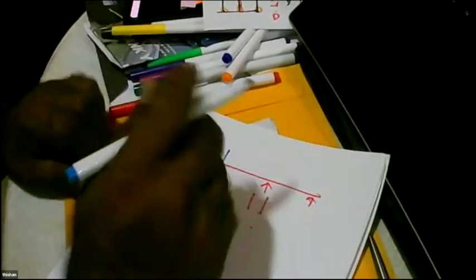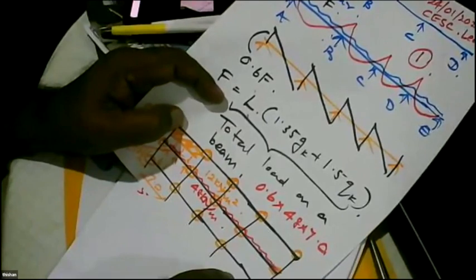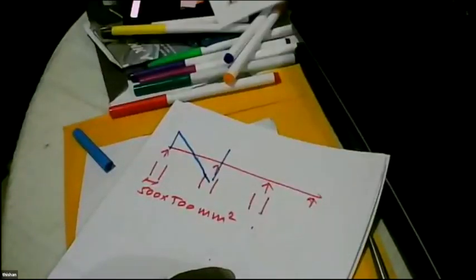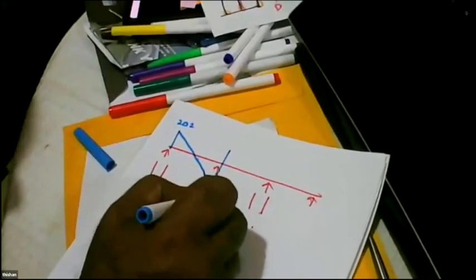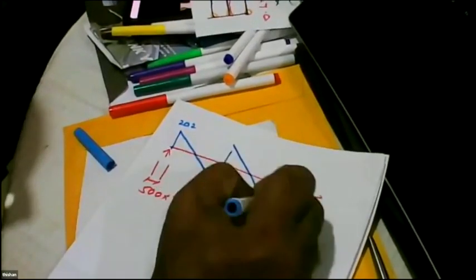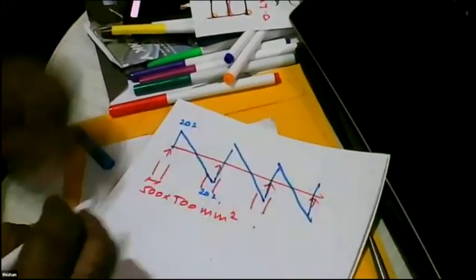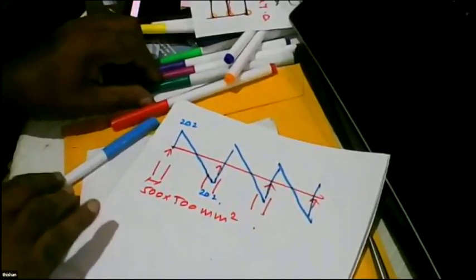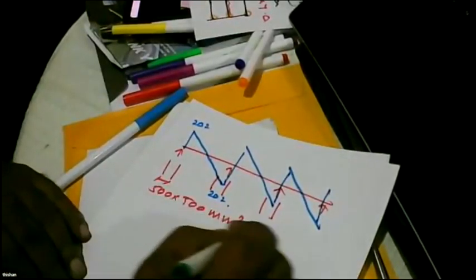So, what is the value, Panduka? 0.6 multiplied by 48 multiplied by 7? 201.6. We say 202. So, we say this is 202. Again, we go like this. Then there are two important sections. Let's say we are using a 600 by 400 beam.